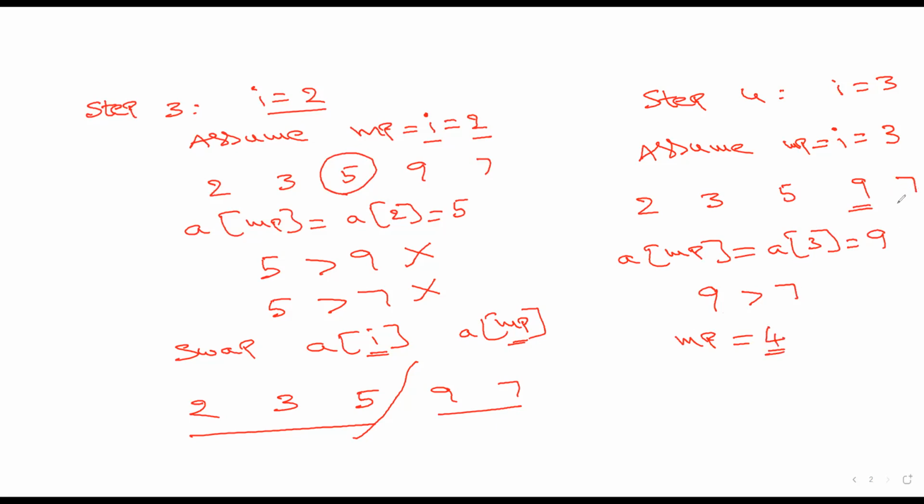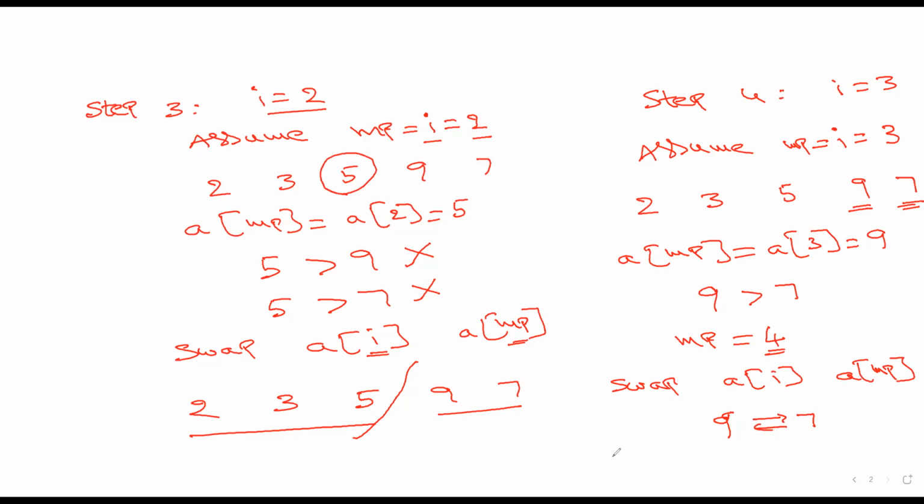That is the position of element 7. So elements are completed. What we have to do? We have to swap A of I with A of minimum position. So A of I value is 9, and A of minimum position value is 7. We have to swap these two.